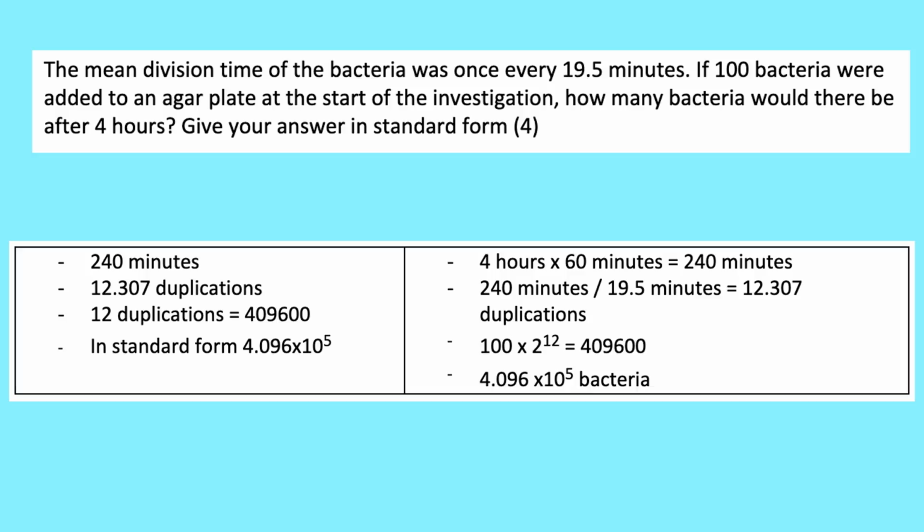Once we know that we've got 409,600 bacteria at the end of the 4 hours, we can turn this into standard form. So standard form means that you just have one number before the decimal point and then the other numbers afterwards. So you would have 4.096, and then we know that there are 5 decimal places there, so it's 4.096 times 10 to the power of 5 in standard form.